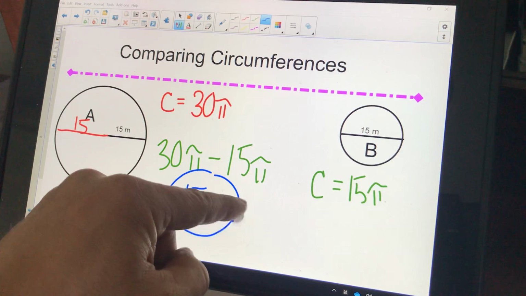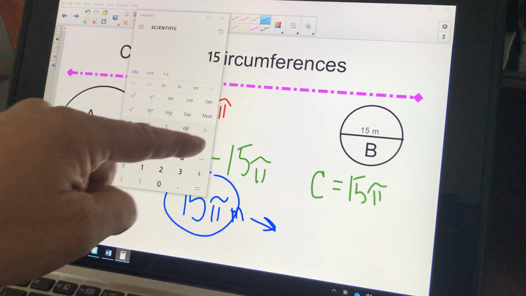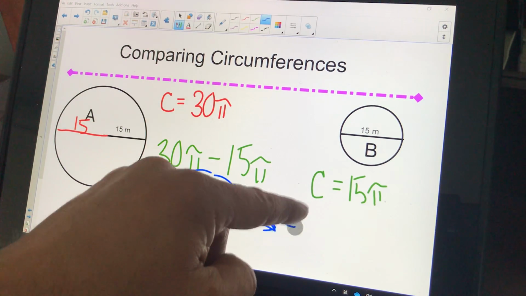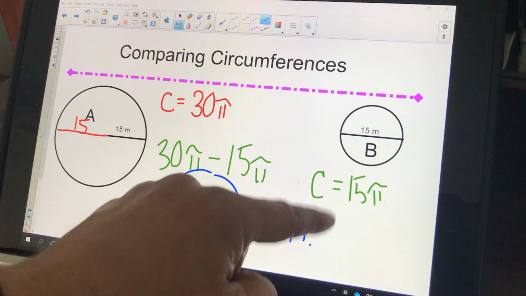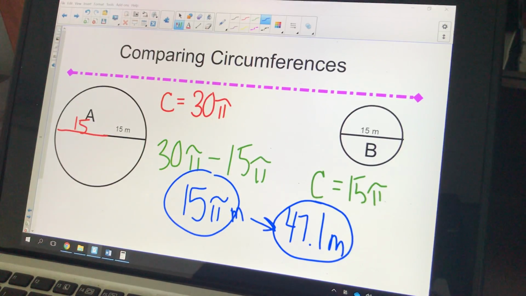Make sure I put an M in them for meters. And the other one, 15 times pi is 47.1 meters. That's the difference.